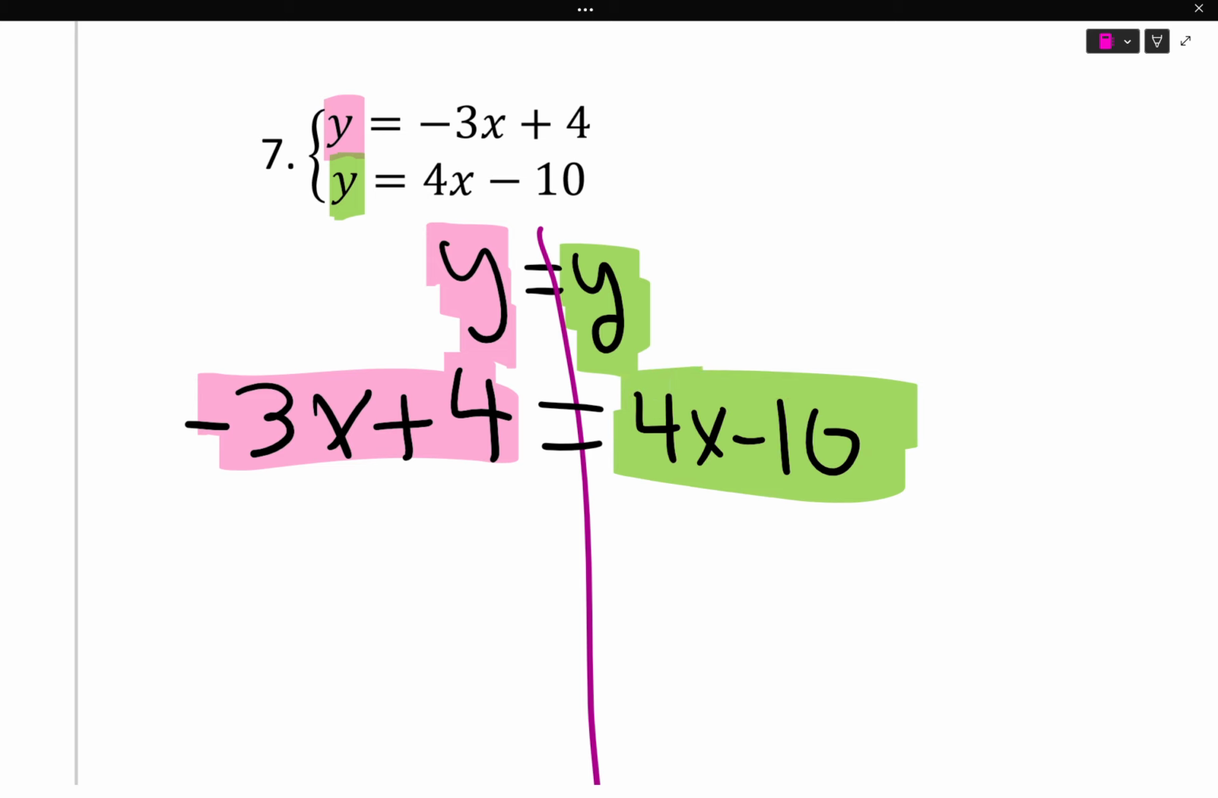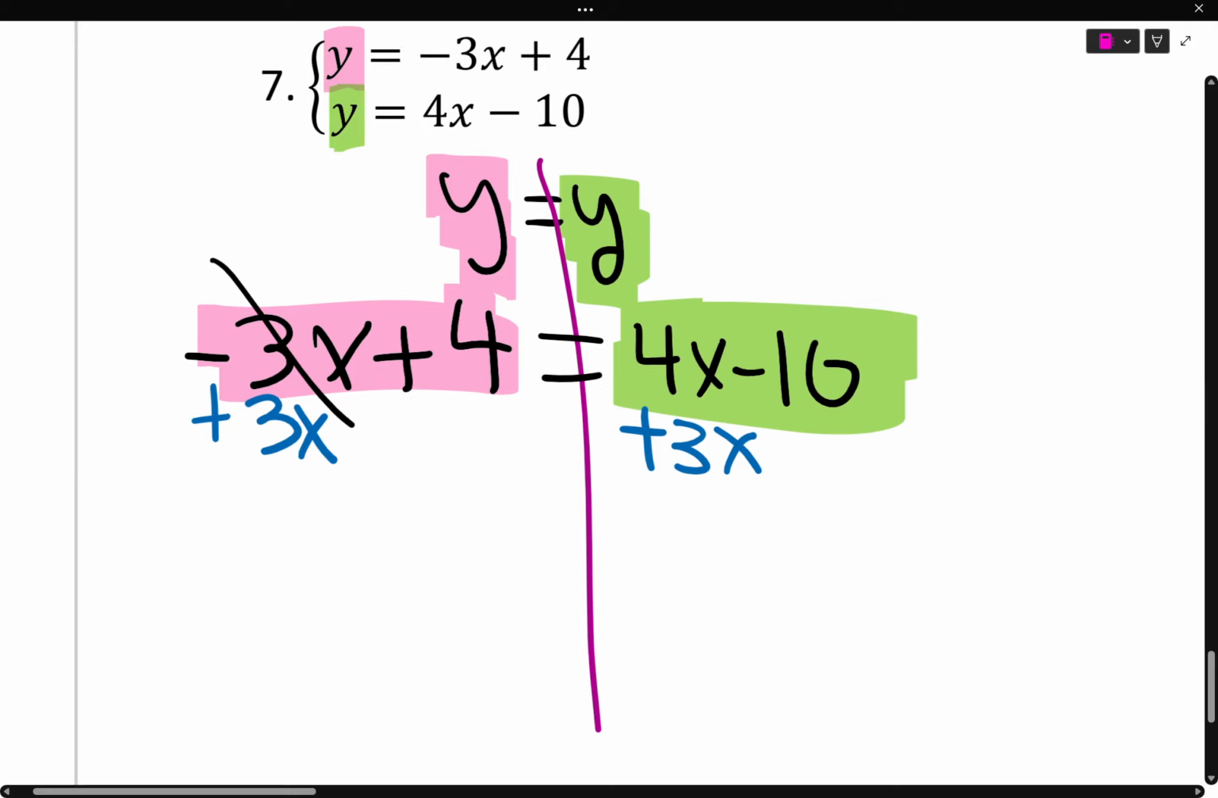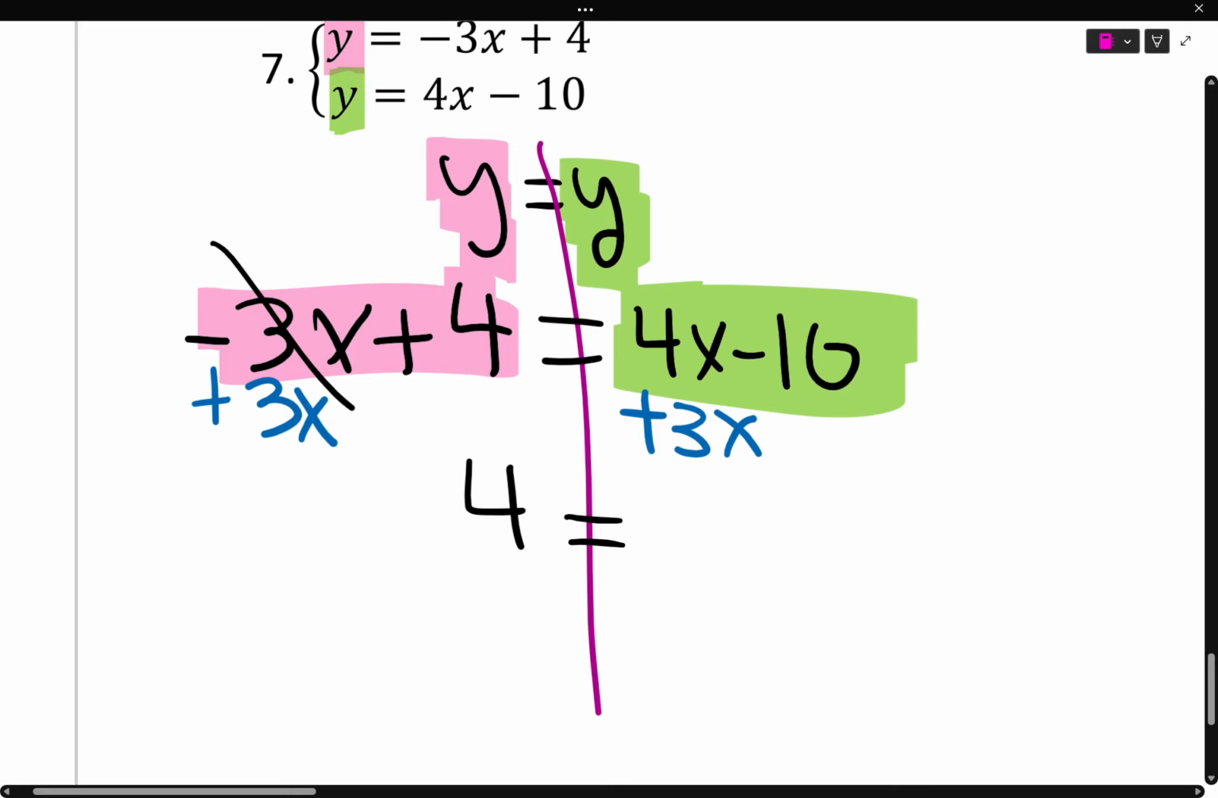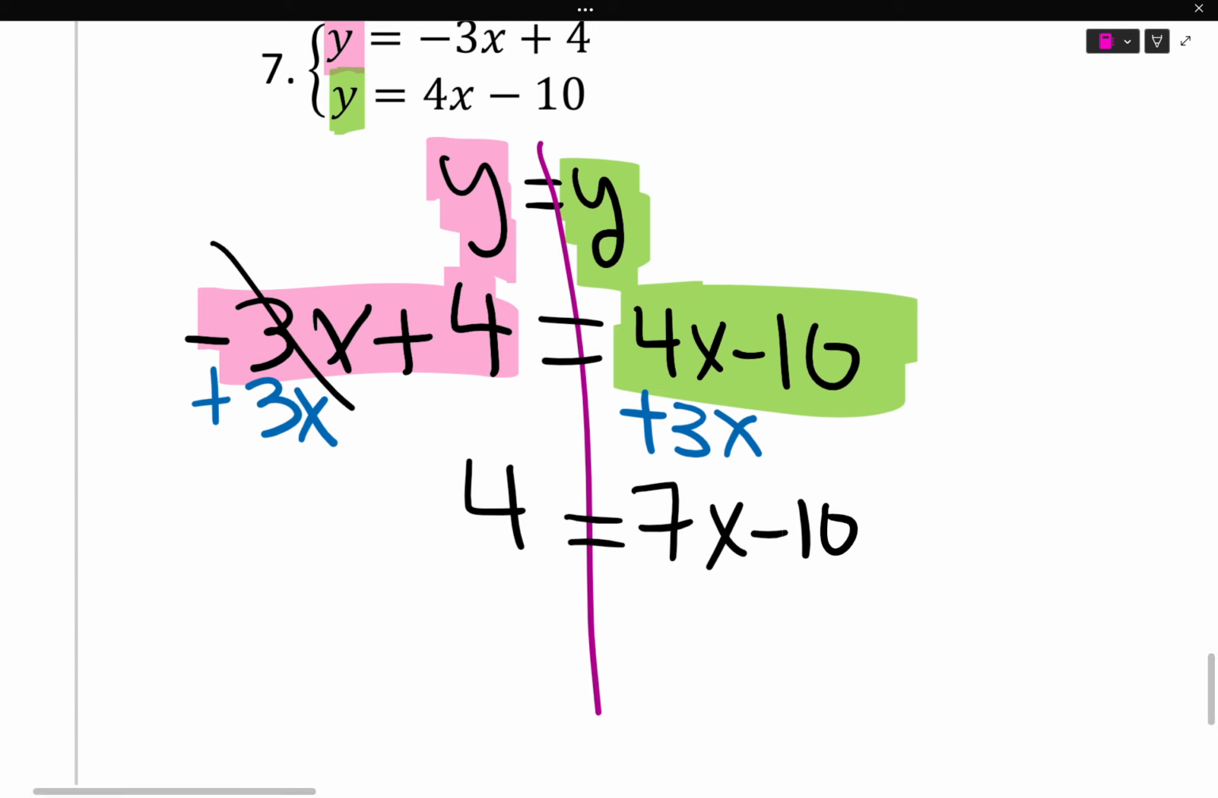Fantastic. Let's solve it. The substituting we did was replacing the y's for both. It's a very easy substituting one because we didn't need to do any distributing. I'm going to start this by adding 3x to both sides. There's so many ways you could start this though, so you could have done it a different way. I have 4 equals 4 plus 3x's is 7x's minus 10.